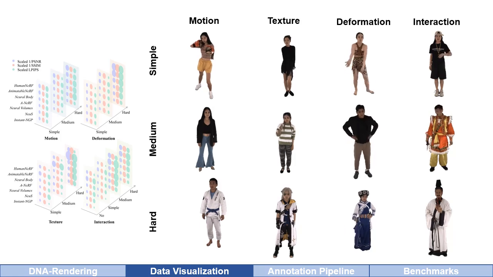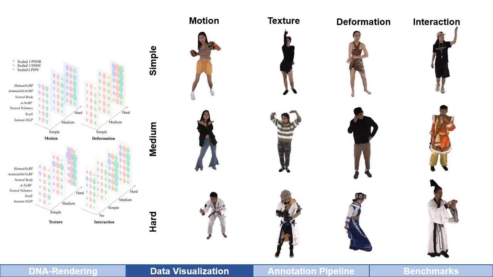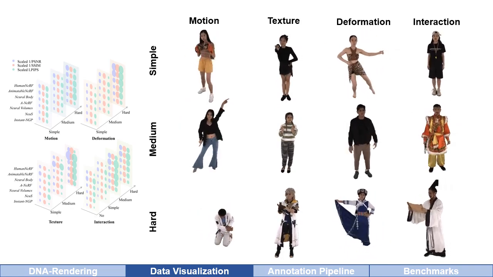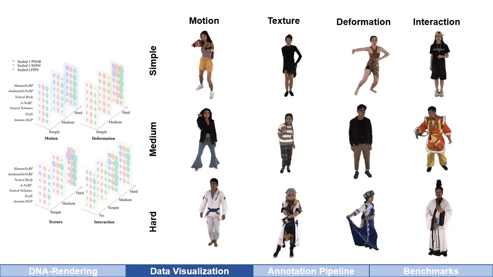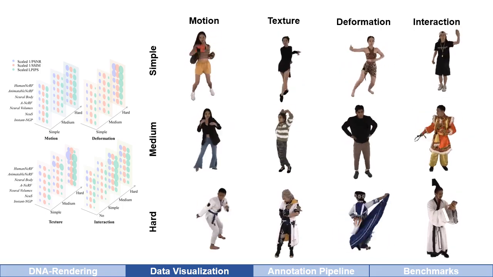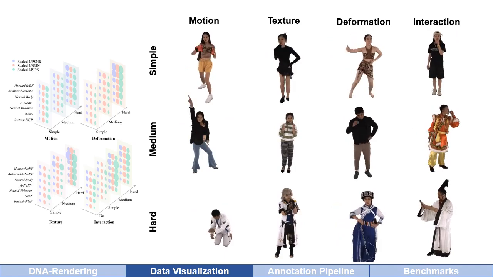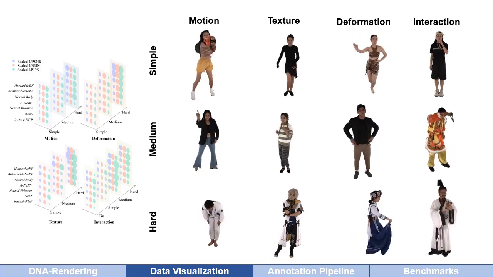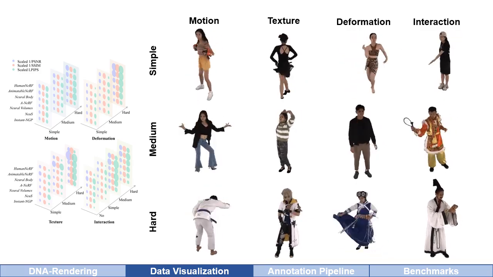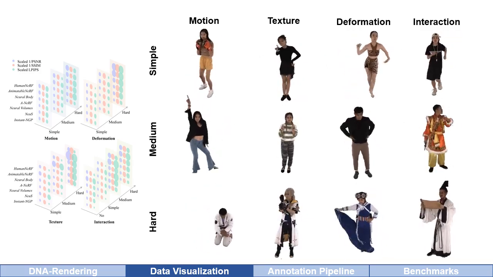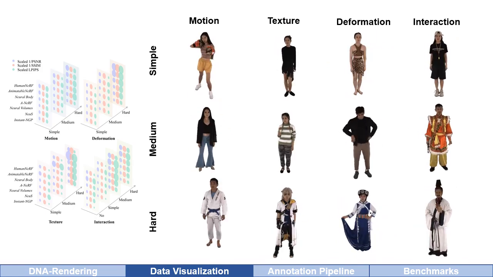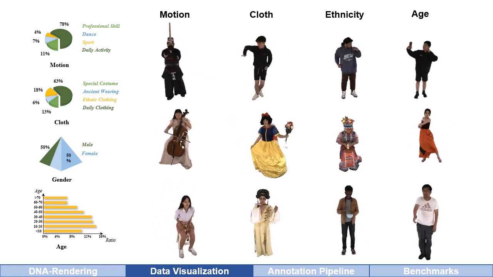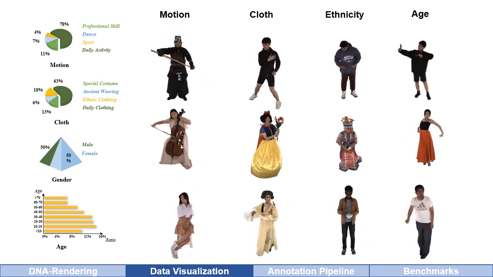We split the dataset based on the level of difficulties in 4 dimensions, which are motion, texture, deformation, and interaction. These are the 4 key factors that impact the rendering quality. The difficulty levels of each split are benchmarked by several representative human-centric state-of-the-art rendering works. Here we show the most representative data of each split along with the quantitative result of the novel view synthesis task.